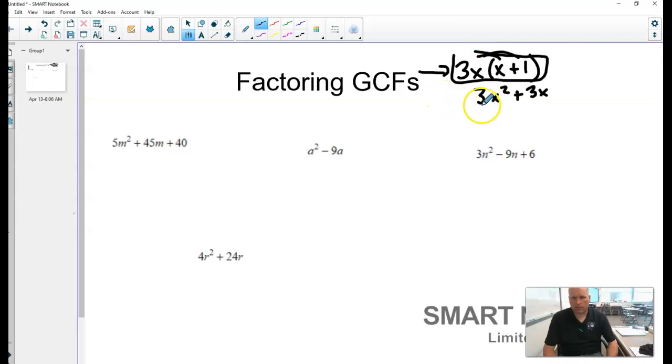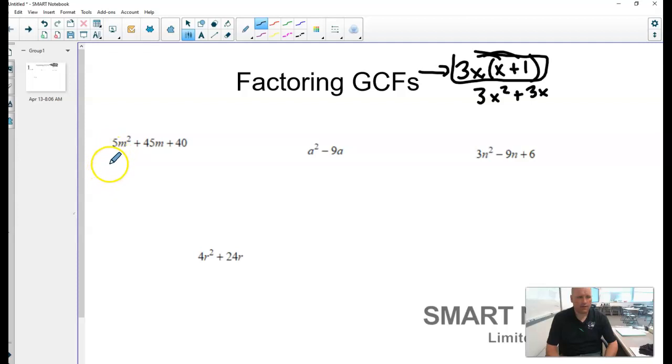So I'm going to start with something like 3x squared plus 3x, and I'm going to end up with 3x parentheses x plus 1. If you notice down here, I've got 4 different examples. What we need to do is create factor trees and see what we have in common. And we're going to do this both with numbers and variables.